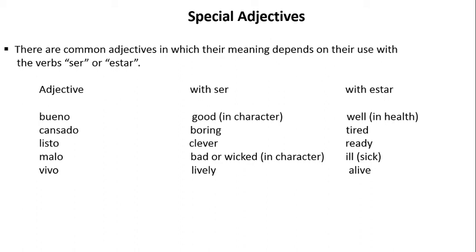The adjective malo, when used with ser, means bad or wicked in character. When used with estar, it means ill, meaning sick. Now lastly, the adjective vivo, when used with ser, means lively. When used with estar, it means alive.